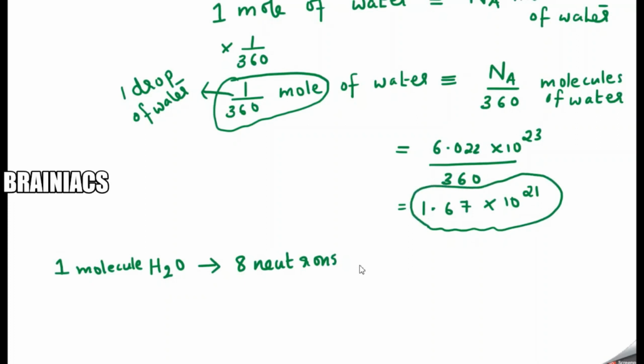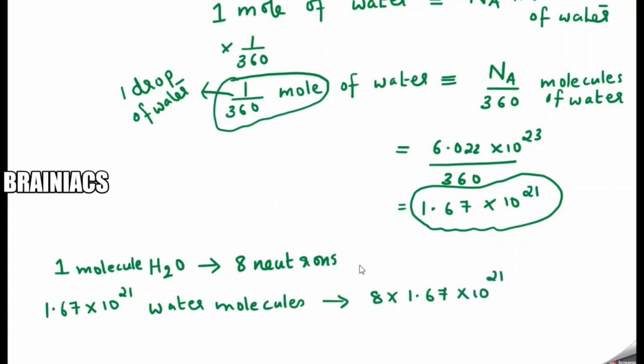So we will multiply this on both sides. This will become 1.67 into 10 power 21 water molecules. Correct? So multiply by the same number on the RHS. This will become 8 into 1.67 into 10 power 21 neutrons. Correct. So what is this value equal to? If you do it, this will become 1.338 into 10 power 22 neutrons.